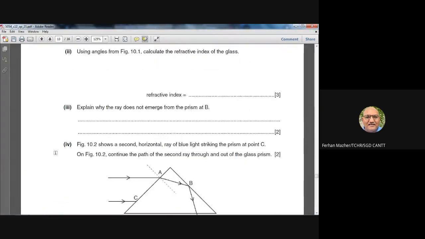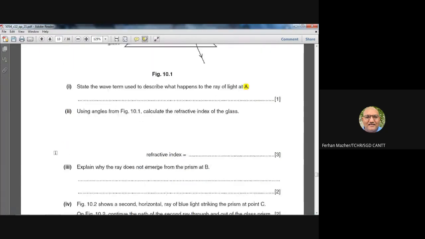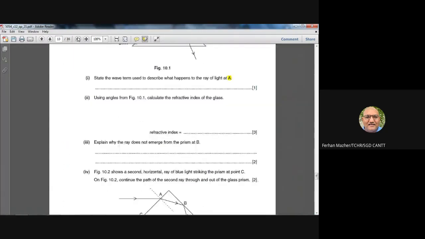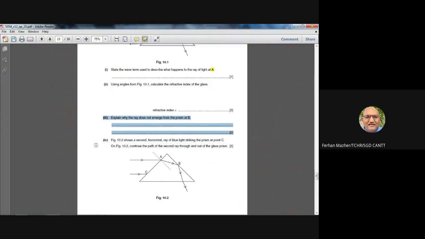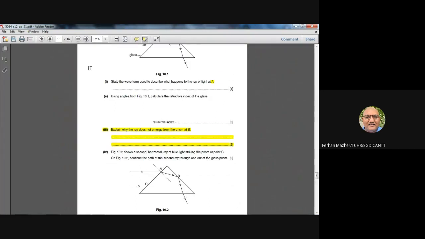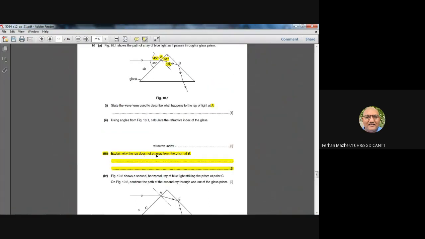Okay, explain why the ray does not emerge from the prism at the point B. This is that famous thing which I was trying to explain earlier. Here, the prism is transparent. When the light strikes this face at the point B, the light does not go out of the prism, but it is reflected from this transparent boundary. His question is why. Explain this.